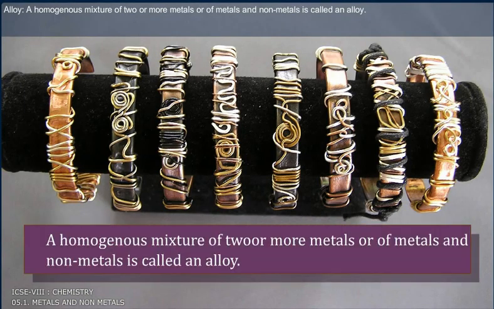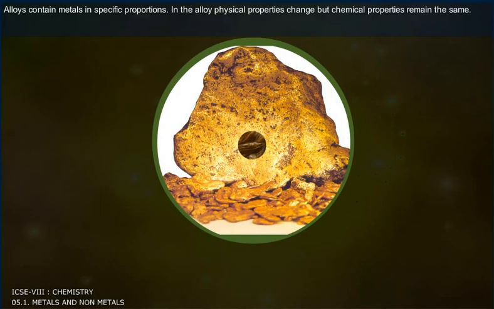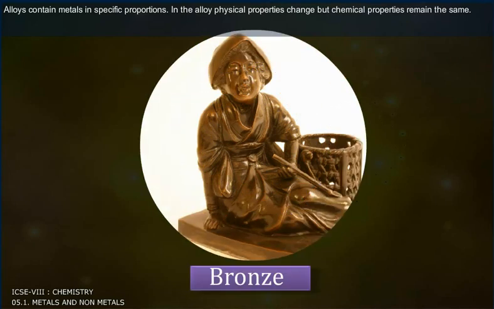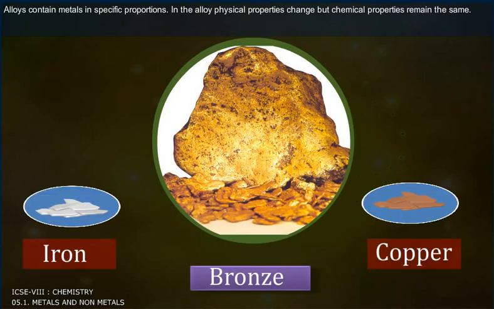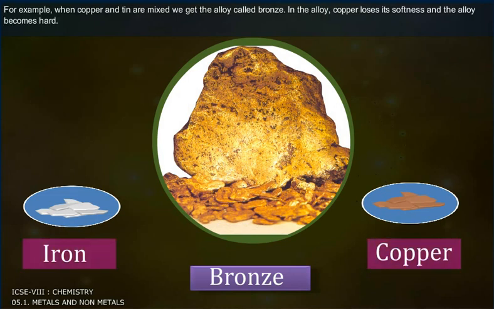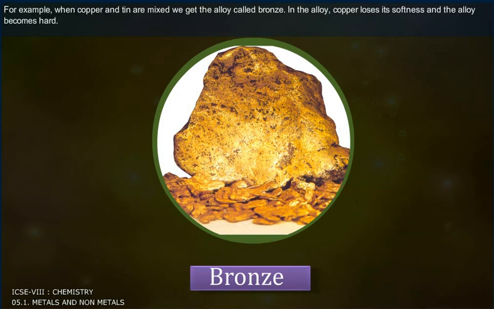Alloy. A homogeneous mixture of two or more metals or of metals and non-metals is called an alloy. Alloys contain metals in specific proportion. In the alloy, physical properties change, but chemical properties remain. Example, when copper and tin are mixed, we get the alloy called bronze. In the alloy, copper loses its softness and the alloy becomes hard.